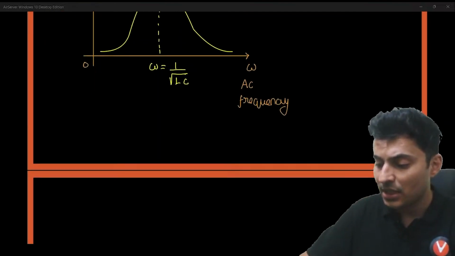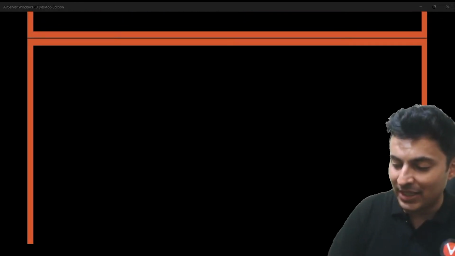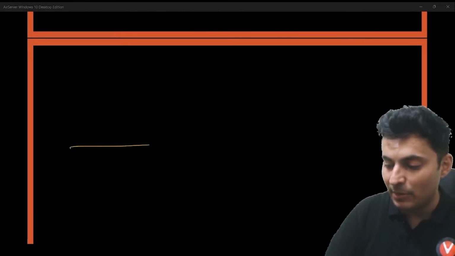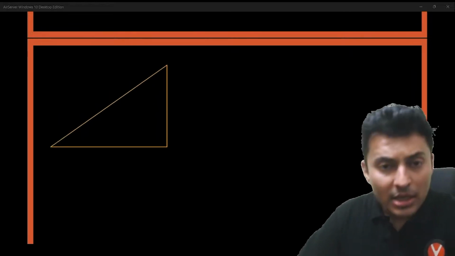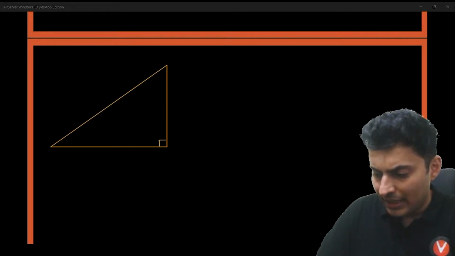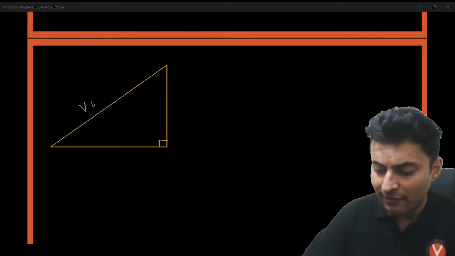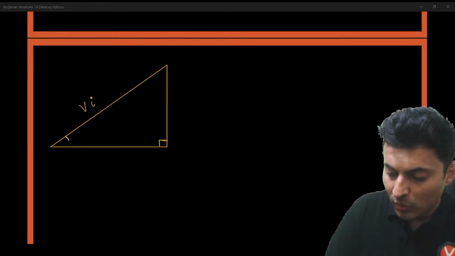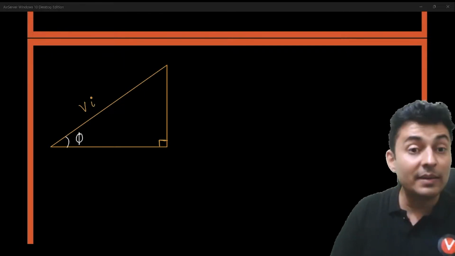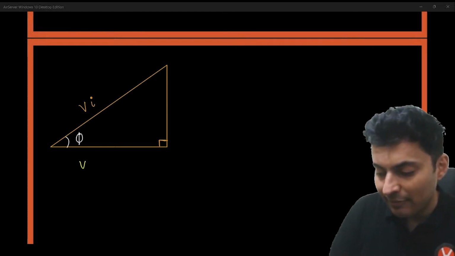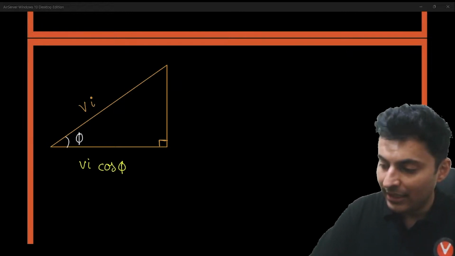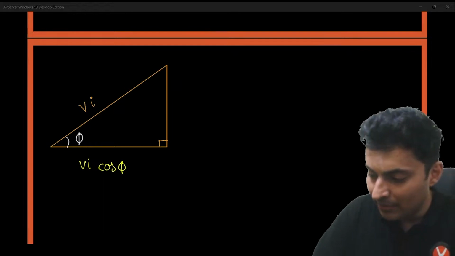For LCR circuits, another important graph which you must know is the power triangle. Many people do not know this, so let me explain this to all of you. You draw a right angle triangle. The hypotenuse, you call it VI. Then you mark an angle, call it phi, which is the phase difference between voltage and current. So naturally, the base of the triangle will be VI cos phi. The height of the triangle will naturally become VI sin phi.